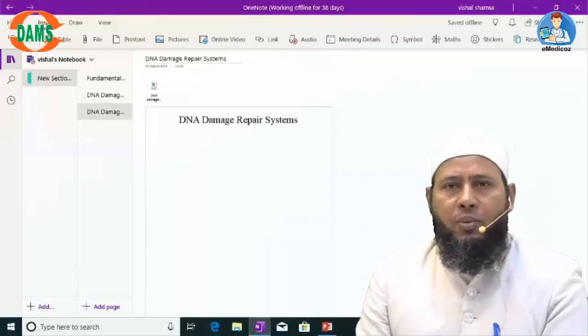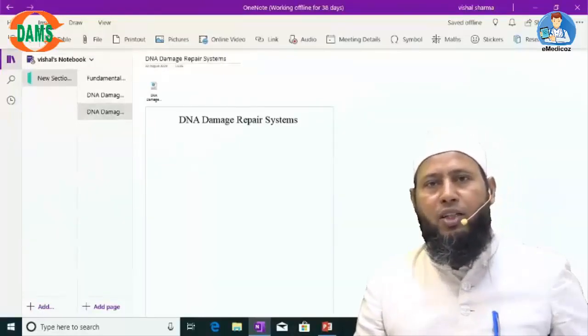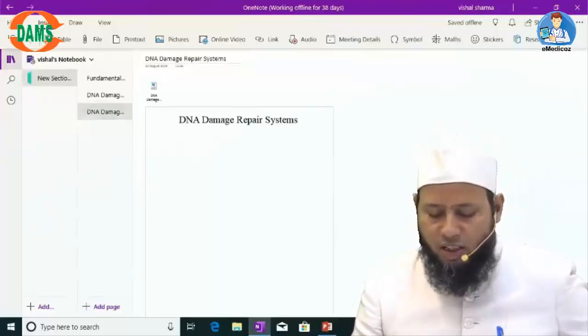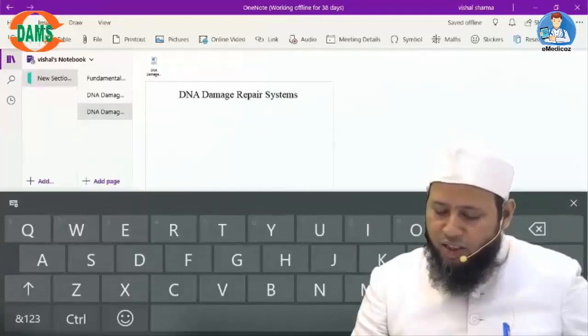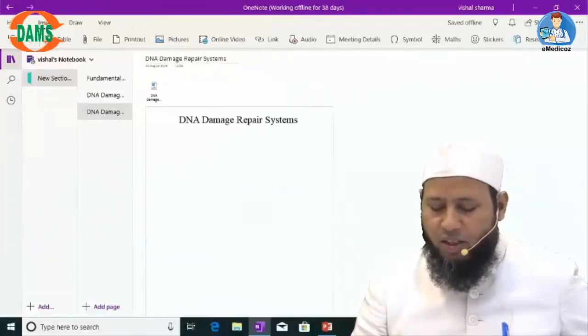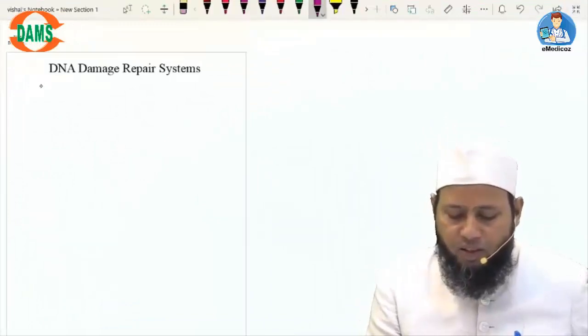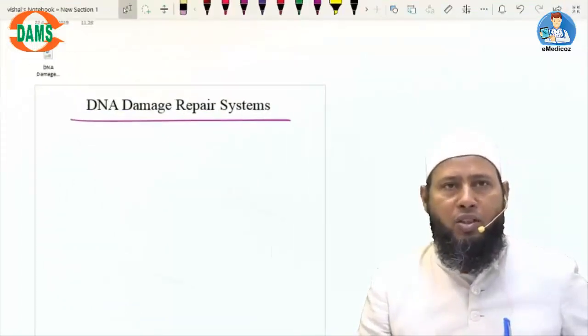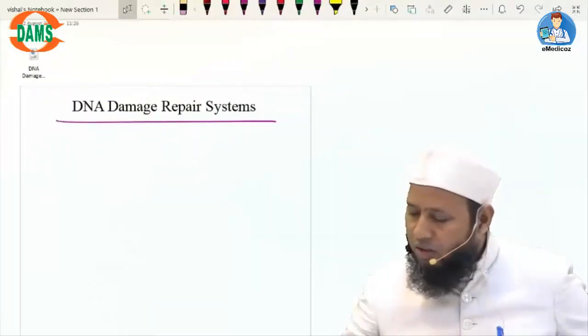Okay, now we have discussed so far the DNA damages and the mutations that arise from these DNA damages. Now we will look at what happens once there is DNA damage: those DNA damages are repaired by a system in the cell. That system is called the DNA damage repair system. So in this class we will also discuss the DNA damage repair systems.